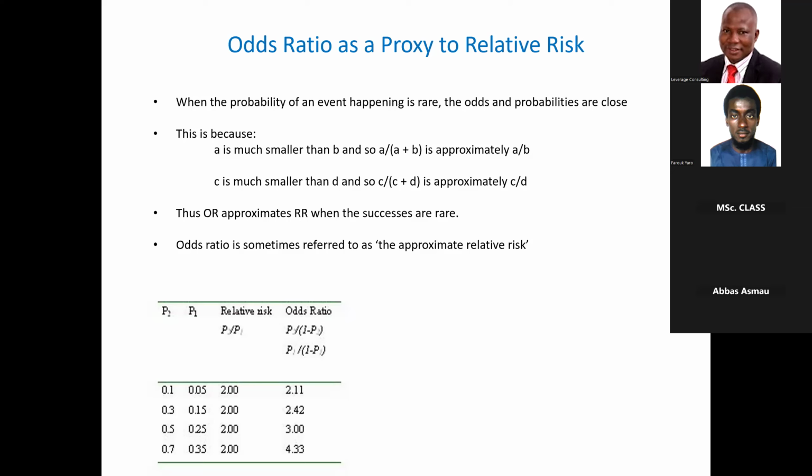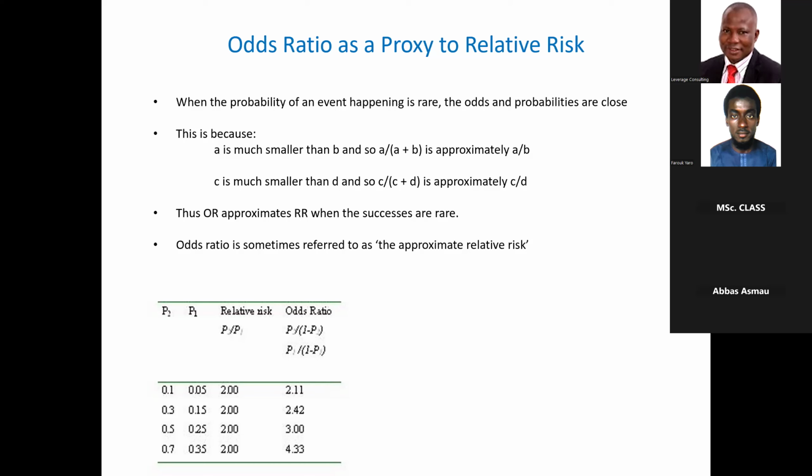So now let's look at those. When the probability of an event happening is rare, the odds and probability are close. Let me demonstrate for you now. This is because A is much smaller than B. Look at the one we did: among the diseased, among the exposed, the first one we said 25, 475. 25 is A, 475 is B. Which one is bigger? 475 is bigger than 25, which is A.